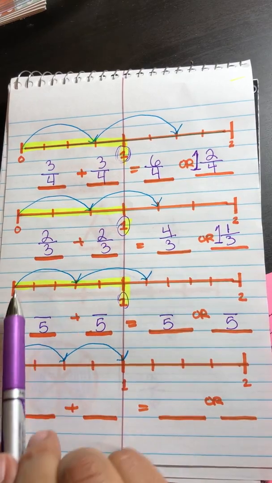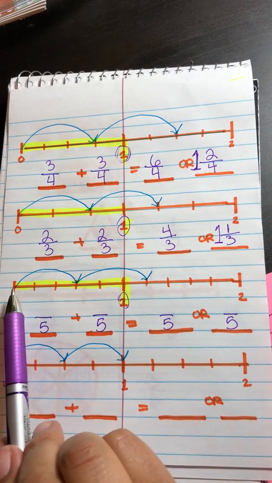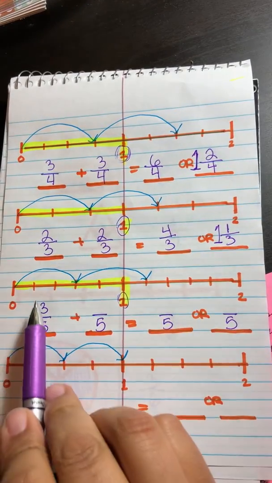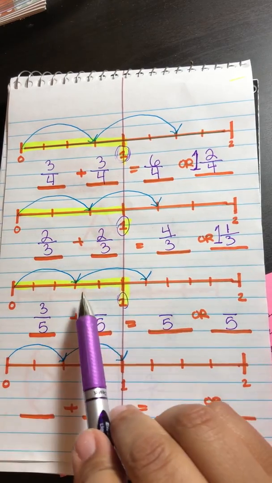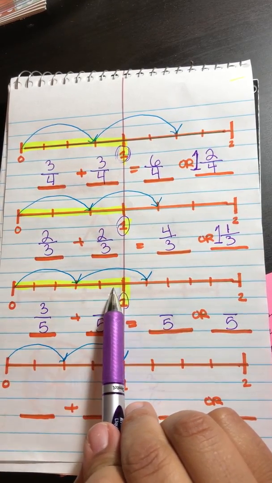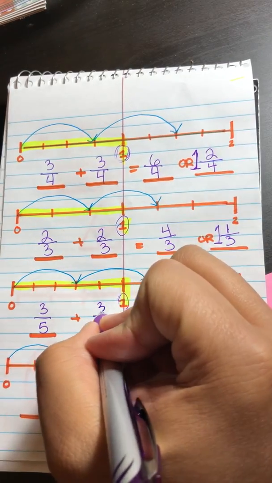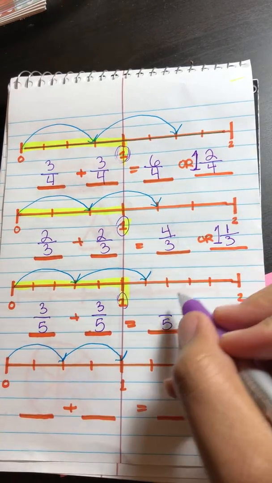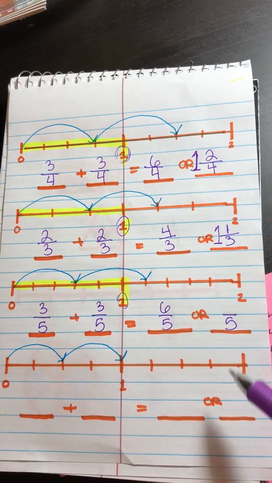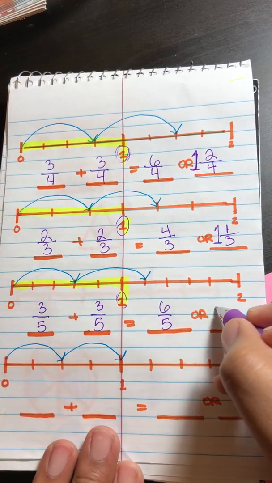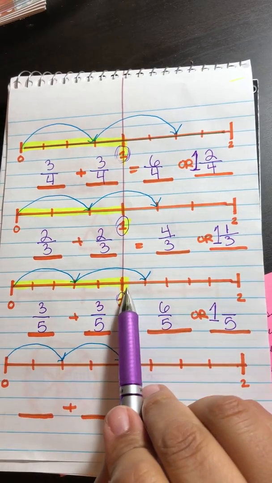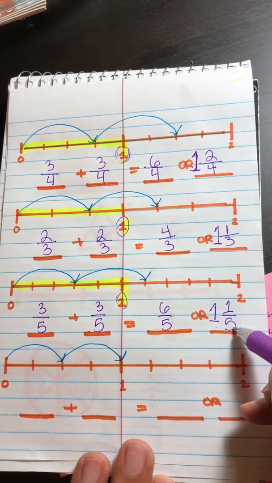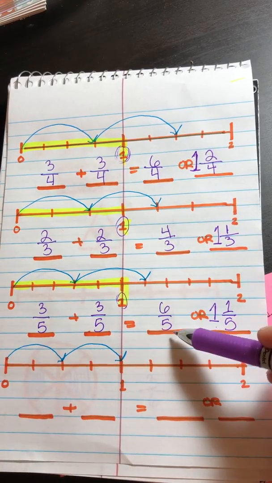Let's look at my first jump. My first jump lands here, and that's 1, 2, 3 spaces. That means my first fraction is showing me 3/5 of the line. My second jump is taking up 1, 2, 3 spaces. So again, that's 3/5. 3/5 plus 3/5 equals 6/5. Or, I'm past the number 1. So there's 1 extra section. 1 and 1/5 is the same as 6/5.